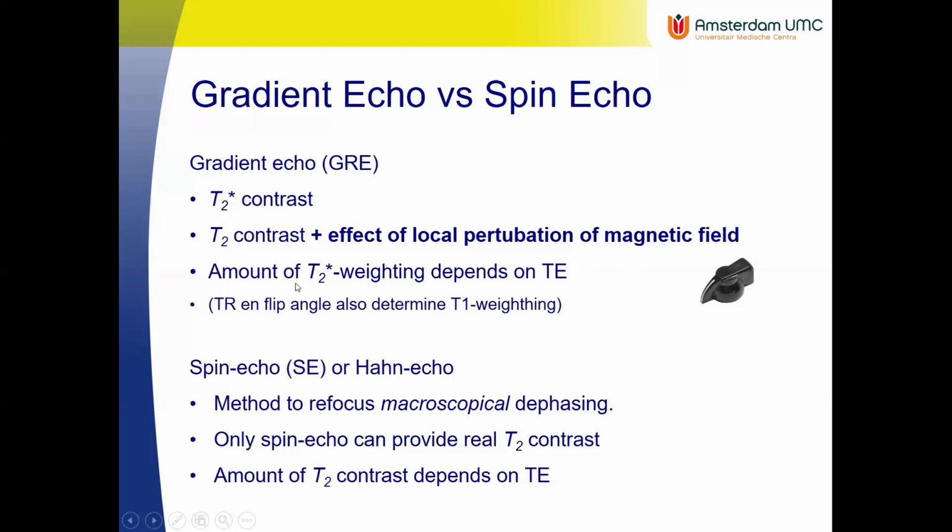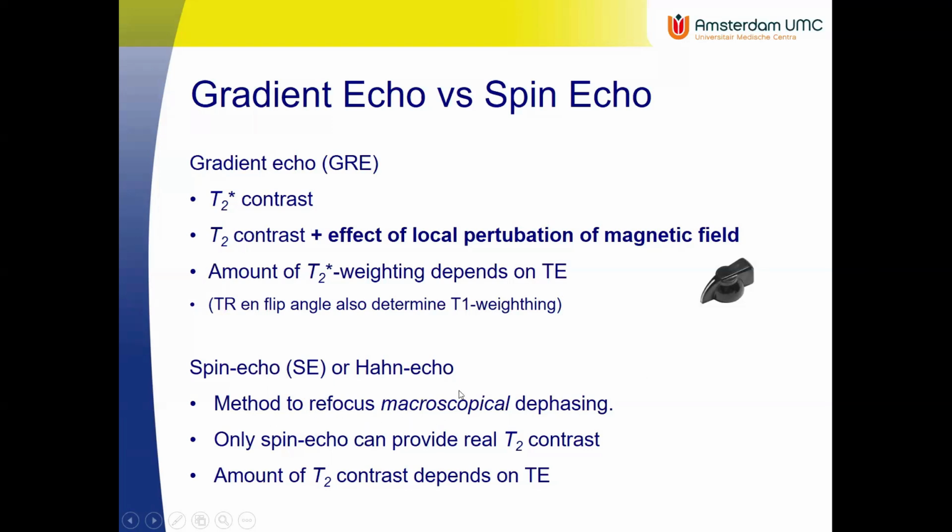So the amount of T2 star weighting depends on the echo time, just like with the regular T2. And then obviously if you do make a protocol, the repetition time and flip angle will also determine, as normally, the T1 weighting.